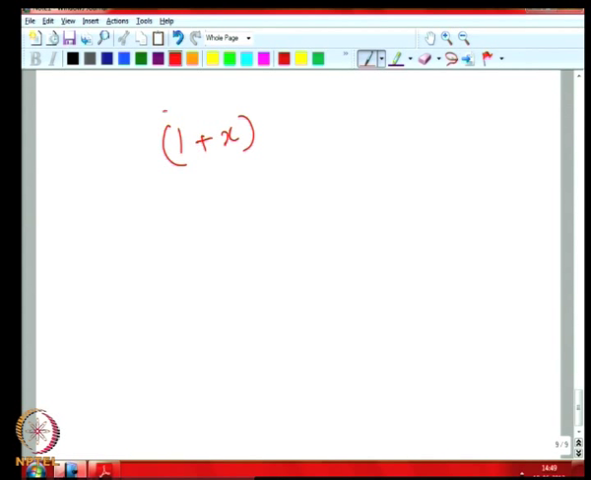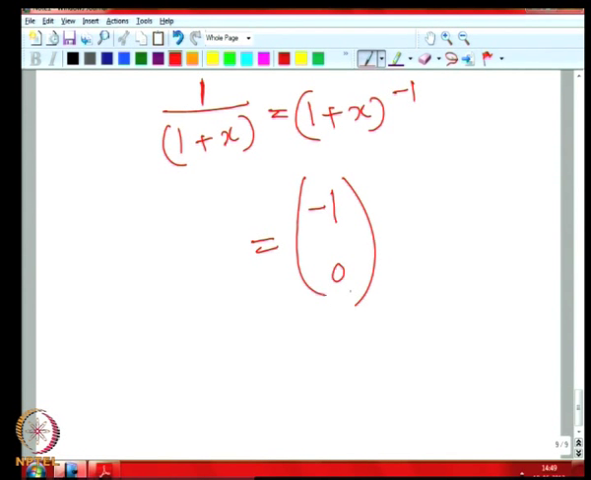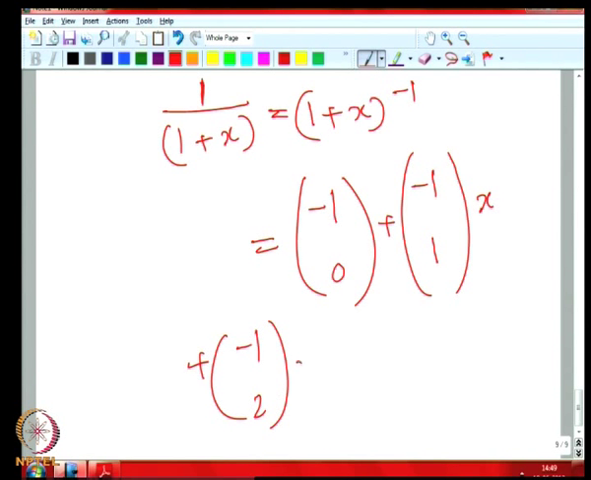And 1 by 1 minus x we saw, that is 1 plus x to the power minus 1. This is actually when I take alpha equal to minus 1, this will become minus 1 choose 0 plus minus 1 choose 1 x plus minus 1 choose 2 x square plus, so in general the general term will be minus 1 choose n times x raised to n, and so on, right. So how does it look like?